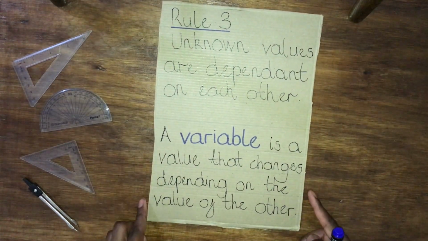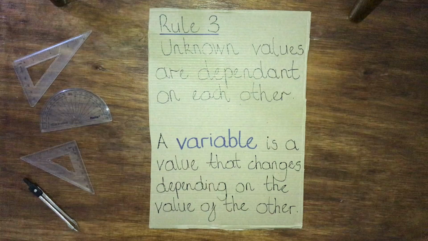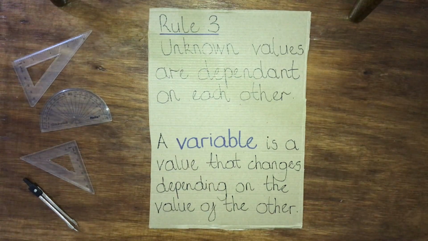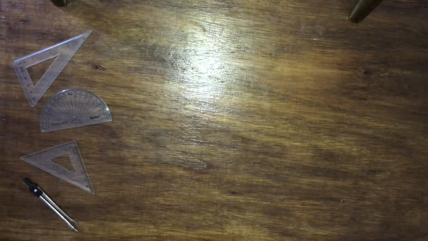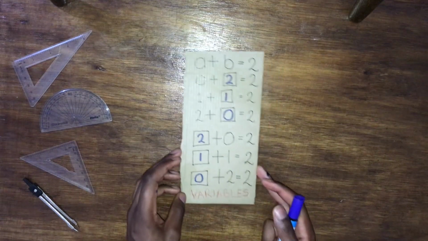On to rule 3. Unknown values. Unknown values are dependent on each other. A variable is a value that changes depending on the value of the other. Let us look at this in more detail, with, of course, a few examples.